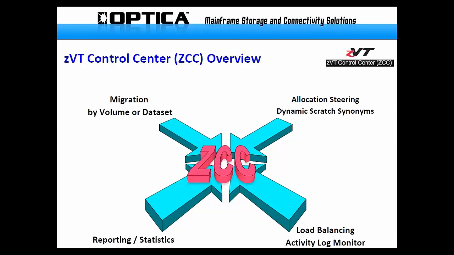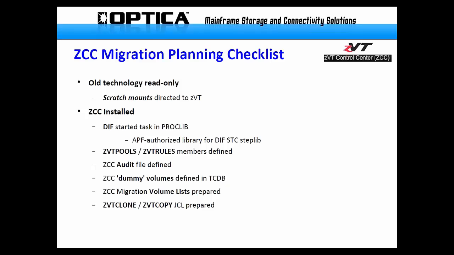We want to be able to balance the allocation load, because now, perhaps with the ZVT, you have many more tape drives than you used to have, and you want to make sure that the allocation load is balanced across the back end. You want to know what's going on in the back end, whether some of the back end volumes might be overused or underused. So we've got an activity monitoring feature there. But the thing that everybody's interested in is, of course, always migration.